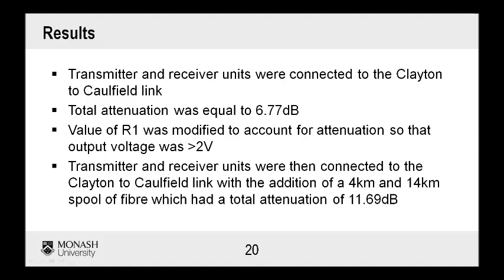After we had tested the system over the Caulfield link, we attached two spools of fiber with lengths of 4 km and 14 km to the link. At this distance we achieved the same data rate with a total attenuation of 11.69 decibels.